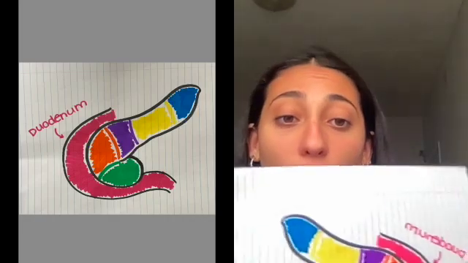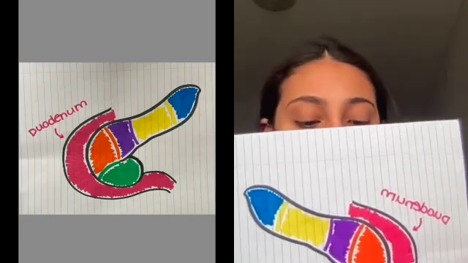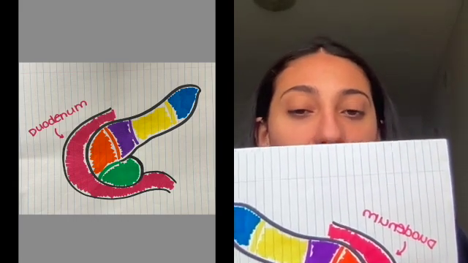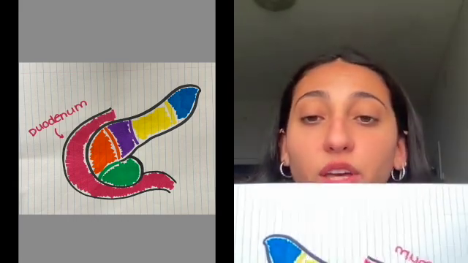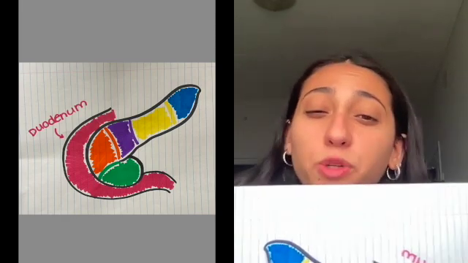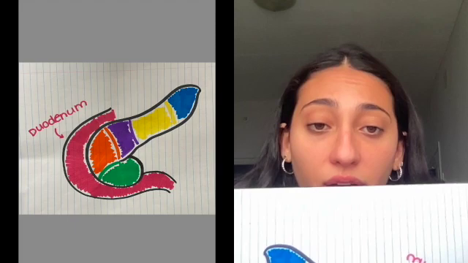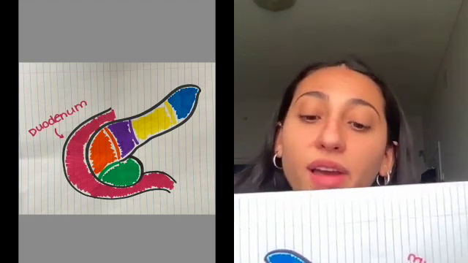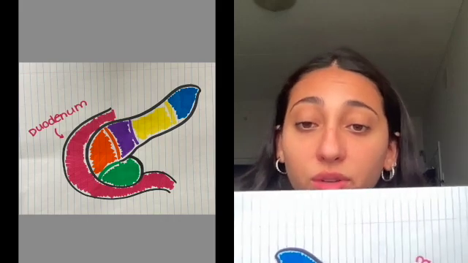So, in terms of anatomy of the pancreas, we have the head here in orange, which is hugged by the duodenum, which is in pink here. We also have the uncinate process here in green, and this is a projection from the inferior part of the head. We have the neck in purple, the body in yellow, and we have the tail here in blue.